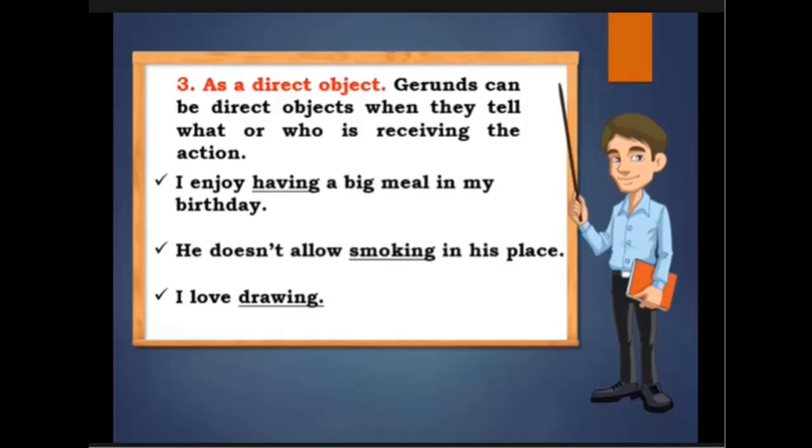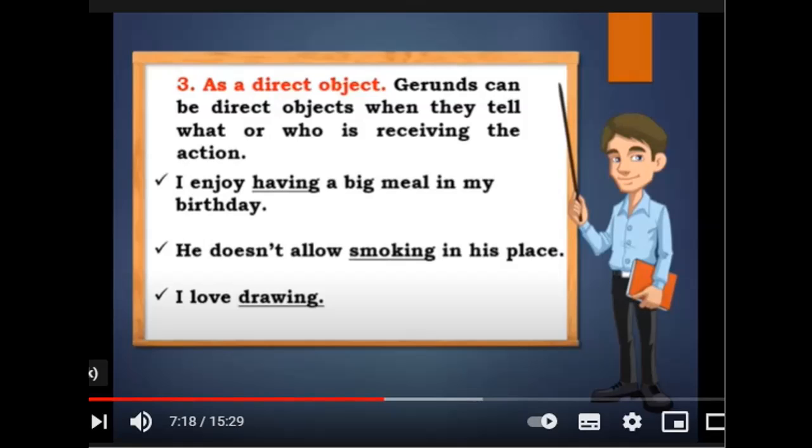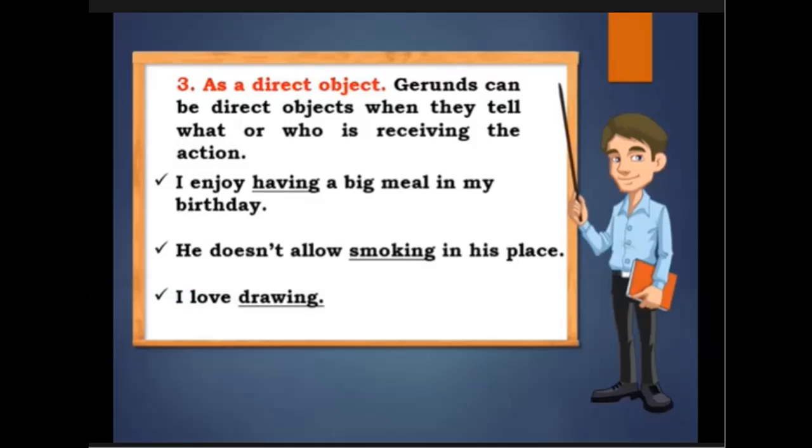I think that this one is very simple to understand because, as I said before, you have to remember the function of a direct object in a sentence. In all of them, we have the subject at the beginning, then we have the action, and the who or the what that receives the effects of the action is the direct object. In this case, all of them are gerunds: having, smoking, and drawing. That is, what or who receives the action.